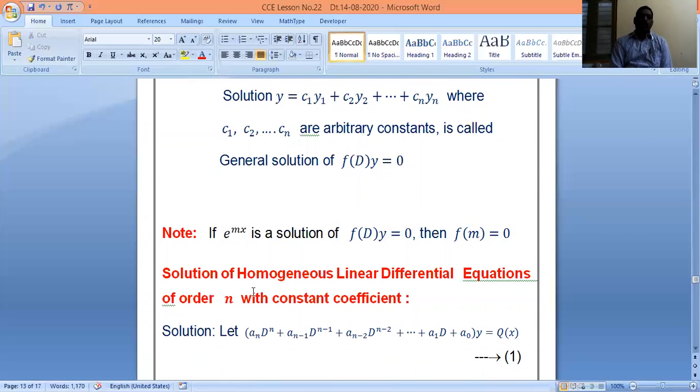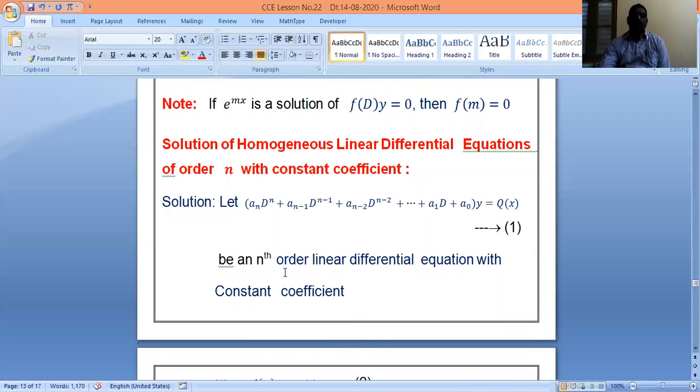Now, solution of a homogeneous linear differential equation of order n with constant coefficients. Let (an D power n plus an minus 1 D power n minus 1 plus an minus 2 D power n minus 2, and so on, a1 D plus a naught) of y is equal to q of x. Let this equation be 1.